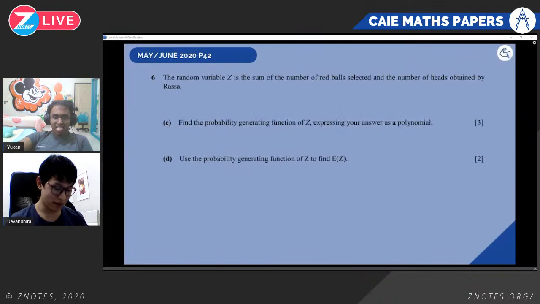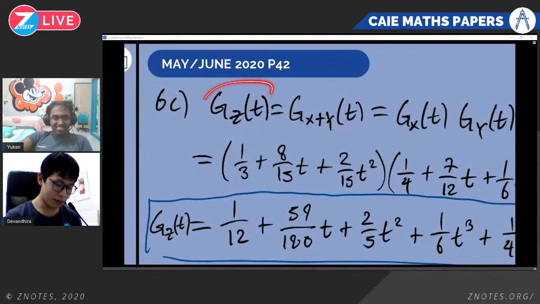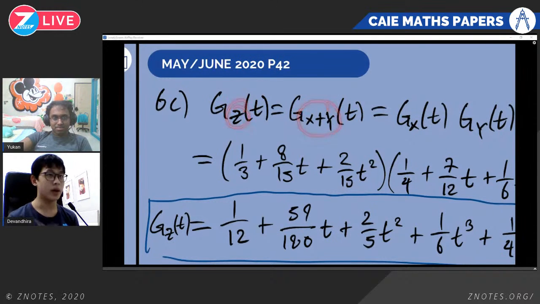We have the random variable Z is the sum of the number of red balls selected and the number of heads obtained by Rasa. So let's say if you get 2 red balls and you get 2 heads, then it's just 4, like that. So the next one, find the probability generating function of Z, expressing your answer as a polynomial. Why would you do that? Whatever, we'll do it. If you want to look for the PGF in Z, remember that Z is the sum of X plus Y. So I can rewrite Z as X plus Y. Agree?